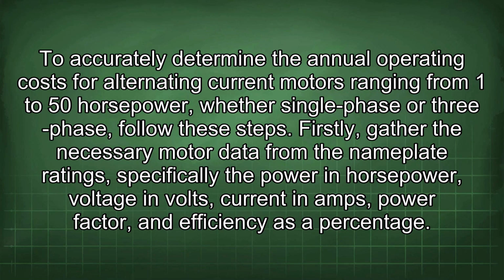To accurately determine the annual operating costs for alternating current motors ranging from 1 to 50 horsepower, whether single-phase or three-phase, follow these steps. Firstly, gather the necessary motor data from the nameplate ratings, specifically the power in horsepower, voltage in volts, current in amps, power factor, and efficiency as a percentage.